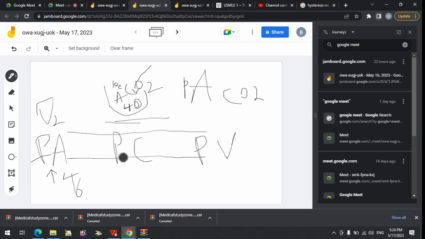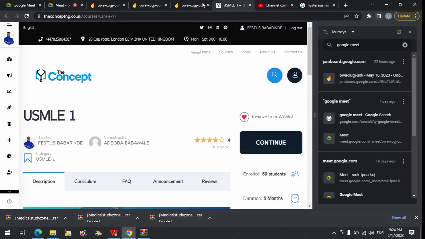Does that make sense to us? That's why they say carbon monoxide is diffusion limited. Now let's go to our graph. Let's now appreciate what they put in the graph.